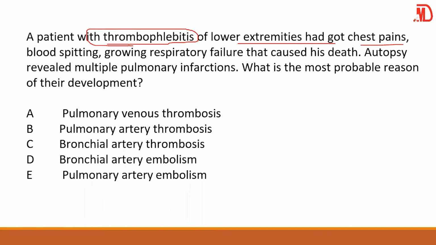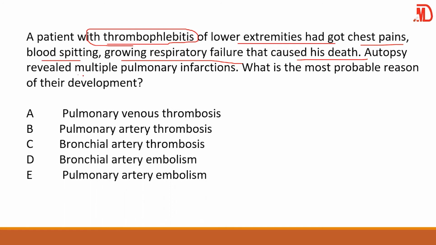Into the lungs. And that is why this person is having what? Chest pain, blood is spitting, growing respiratory failure that causes death. So you see, when the lungs are not able to undergo correct perfusion, this can result in death because you need air.